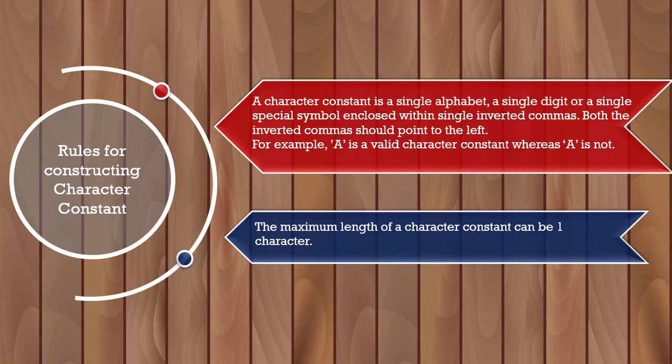There are rules for constructing a character constant also. A character constant is a single alphabet, a single digit, or a single special symbol enclosed within single inverted commas. Both the inverted commas should point to the left. For example, 'A' is a valid character constant, whereas the one with commas pointing toward each other is not. This inverted comma pointing to the left is the valid one, and this one pointing toward each other is not valid. In this way you can represent any character. The maximum length of a character constant can be one character only.